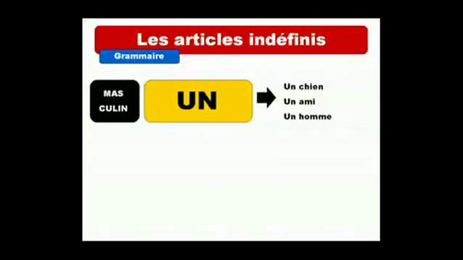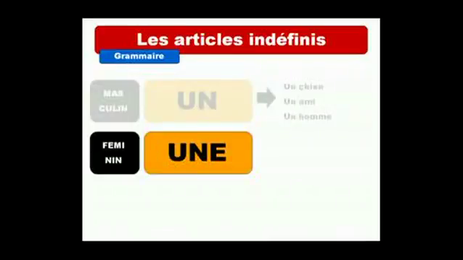Repeat. Un chien. Okay. And then un ami. Okay, so you can see that we make a small link between un and ami. So no break between the two words, and let's go for it. So it's un ami. Repeat. Okay, same thing for the last example. Un homme. Repeat. Un homme. Okay, so now feminine form, it's une.